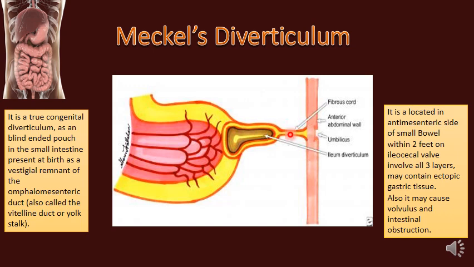It involves 3 layers of the intestinal wall, so it's called a true diverticulum, not just an outpouching of the mucosa or 1 layer. It's formed of 3 layers or the 4 layers of the intestinal wall. The complications of the Meckel's diverticulum involve volvulus or intestinal obstruction, and it may contain ectopic gastric tissue.